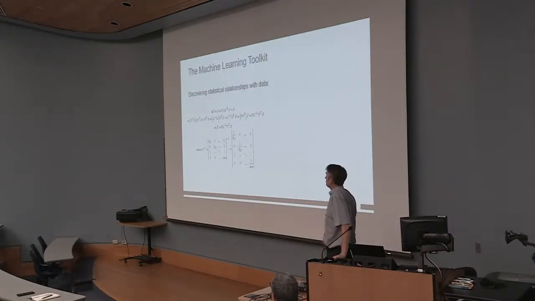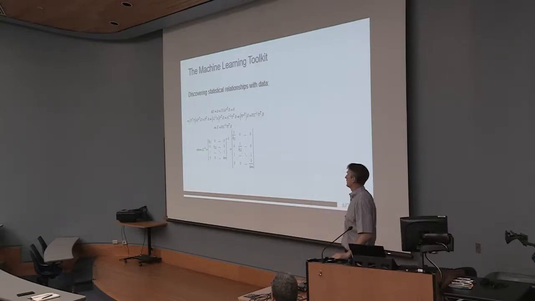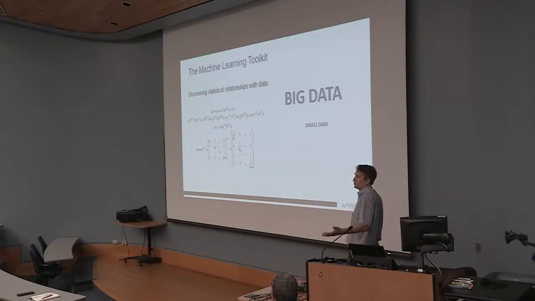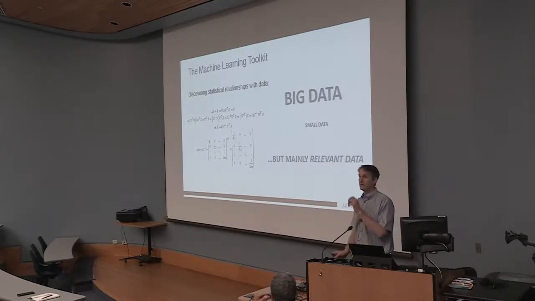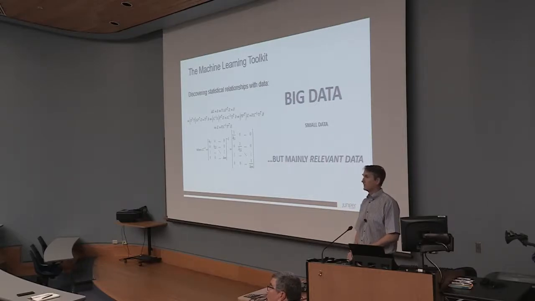And so, just a summary: machine learning is really discovering statistical relationships within data. It can be big data, it can be small data. I mean, because we're doing hundreds of thousands of samples, that's not really considered big data. But the most important thing is relevant data. Get the relevant data, and this stuff can really do some amazing discrimination for you.